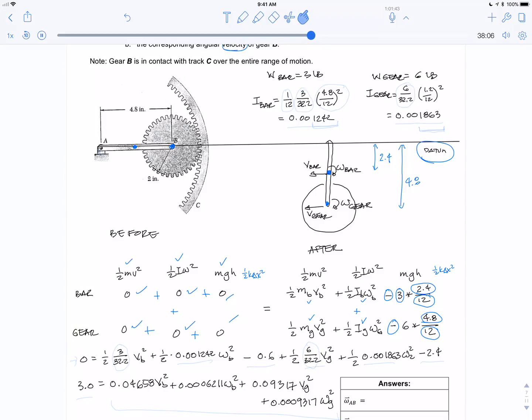Okay, so I'm going to write everything out. I'm going to put in the masses and the moments of inertia. First of all, the mass is the weight divided by g, so 3 pounds over 32.2. And the I of the bar, that's the one I remembered, 1/12 mass times length squared. So it's 1/12, the mass is 3 pounds over 32.2, and the length, again in feet, is 4.8 inches divided by 12 feet, squared. That comes out to a really small number, 0.001242.